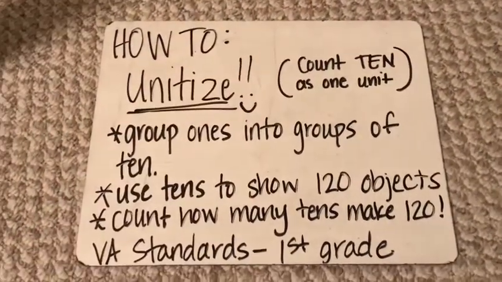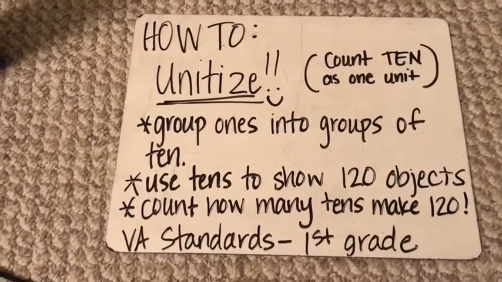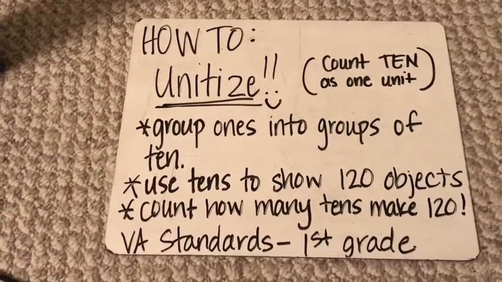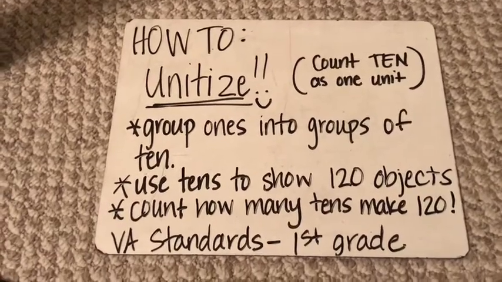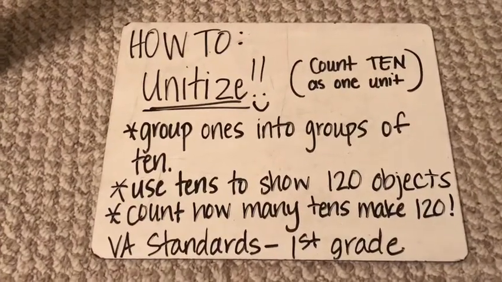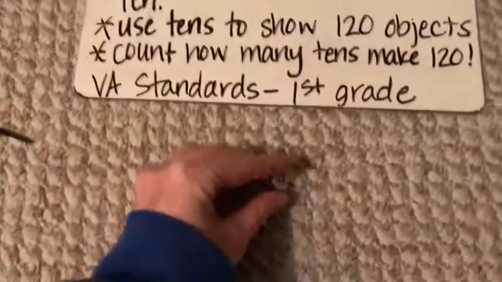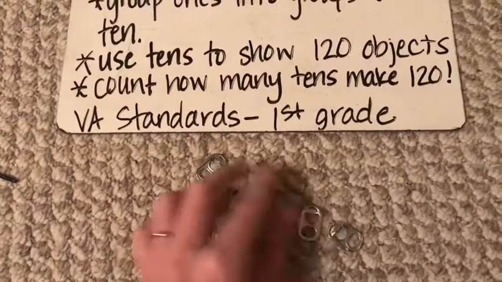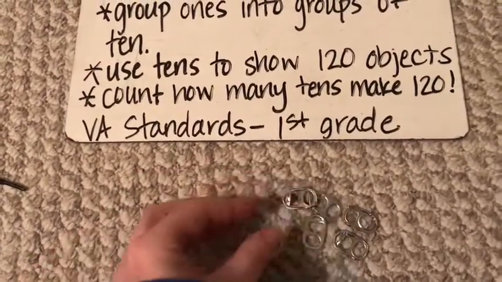The focus of this lesson is to get our first graders learning how to unitize. What unitizing is, is when you count a group of objects as one thing. When students are first learning how to count, each object is worth 1. We work on one-to-one correspondence. So for example, if I'm counting soda tabs, 1, 2, 3, 4, 5, 6.